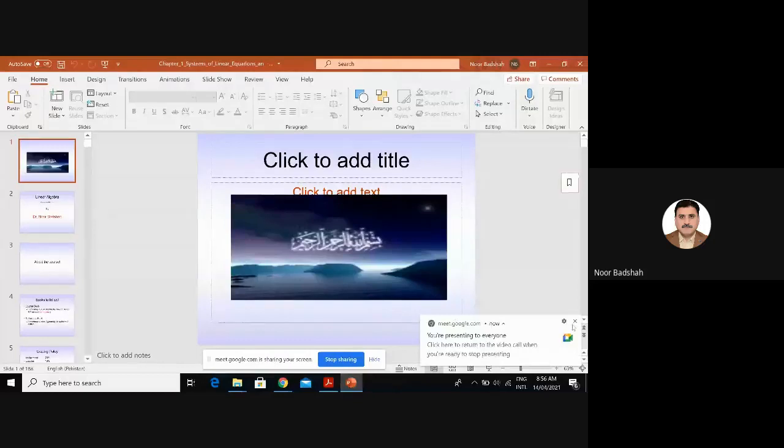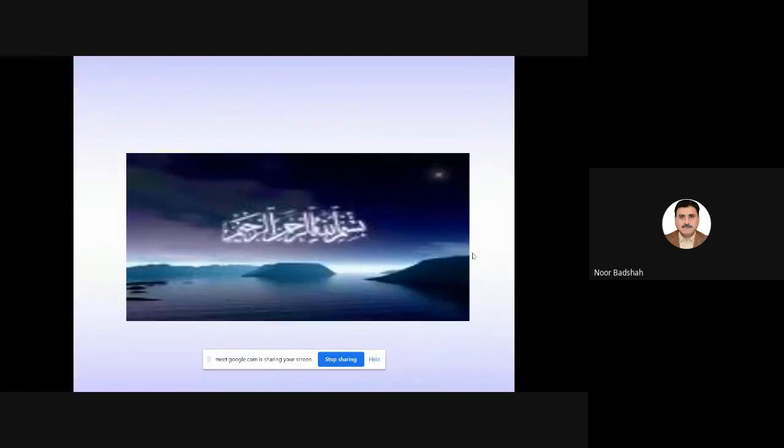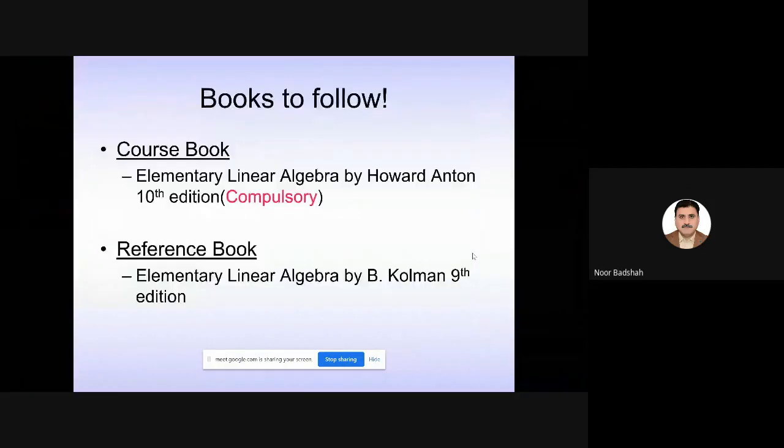These are things we discussed in the last lecture, so let's just get through it. That's the book we're going to follow: Elementary Linear Algebra by Howard Anton. It's the 10th edition. We do have an 11th edition as well. I shared both books in Google Classroom. You can follow either one. The basic concepts are the same. There might be differences in the questions, so don't worry.